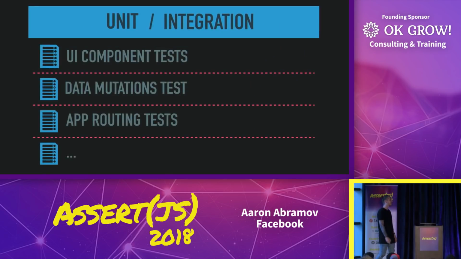But what happens is that those unit and integration tests become different types of tests. You have UI component tests, data mutation tests, app routing tests, and for each kind of test, you define what it is, and you no longer say, hey, we're going to spend a week writing unit tests. No, you say we're going to write component tests, and here's how we write component tests, and this is just the easy way.